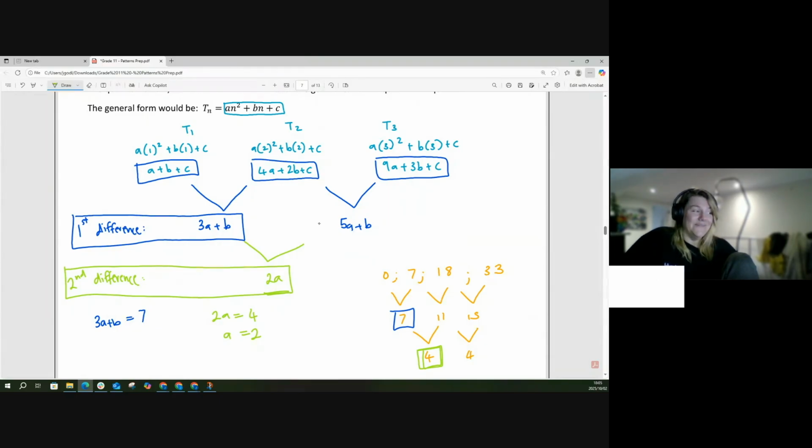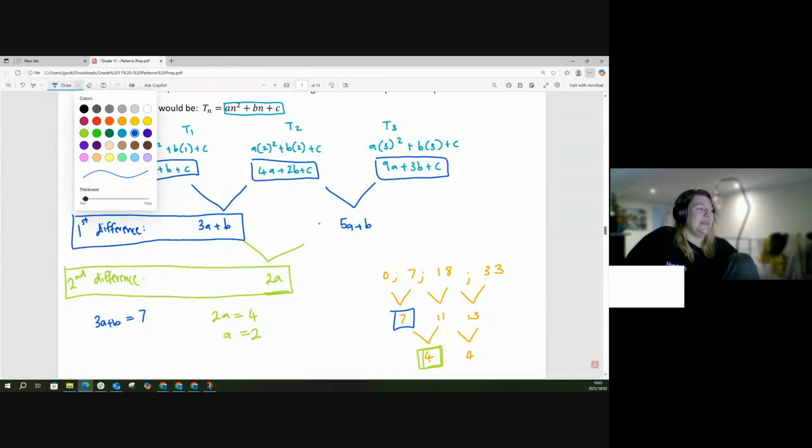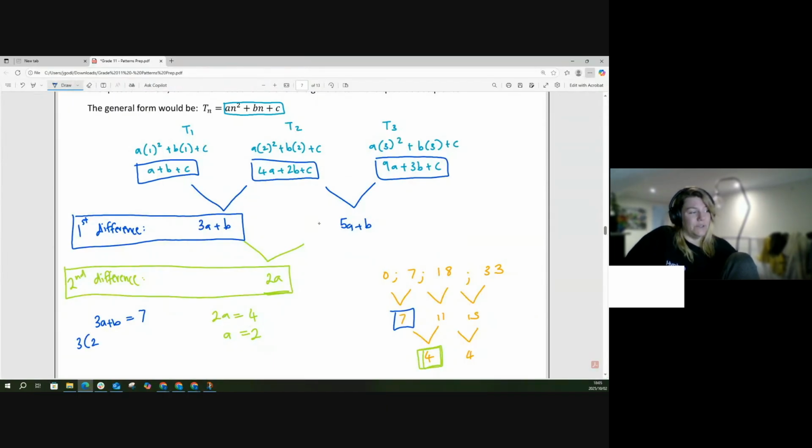And here, we now know what a is. So now we know that this is going to be 3 times 2 plus b, which is equal to 7. So b is going to equal 1. So now we know the first part. Then we go all the way to the top where we've got our a plus b plus c. It's pretty cool, right?